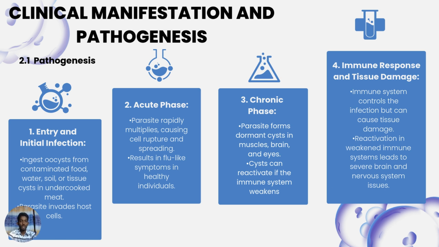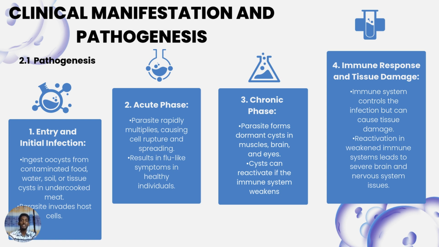And now moving on to the chronic phase. In the chronic phase, this parasite forms dormant cysts in the brain, muscles, and eyes, which can reactivate if the immune system weakens. Now, the fourth stage, immune response and tissue damage. As the immune system tries to control the infection, in the war between the parasite and the immune system, this causes tissue damage, right?